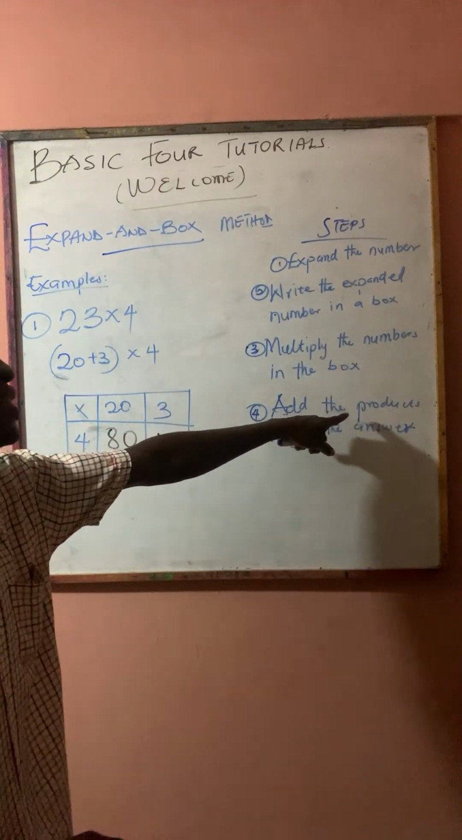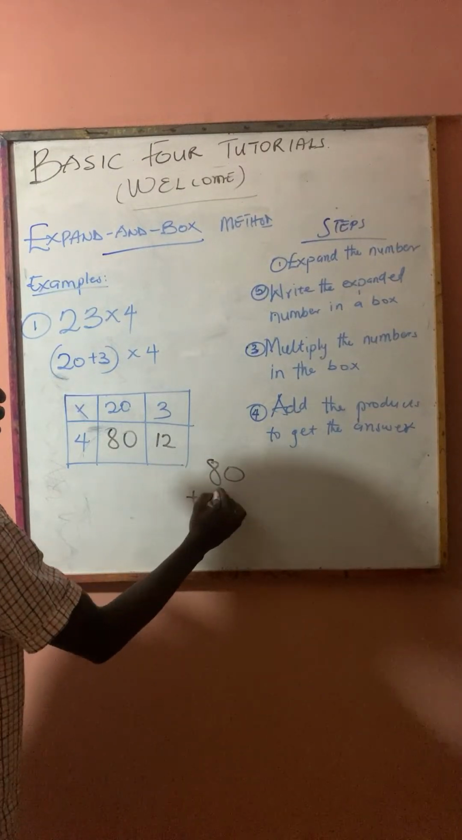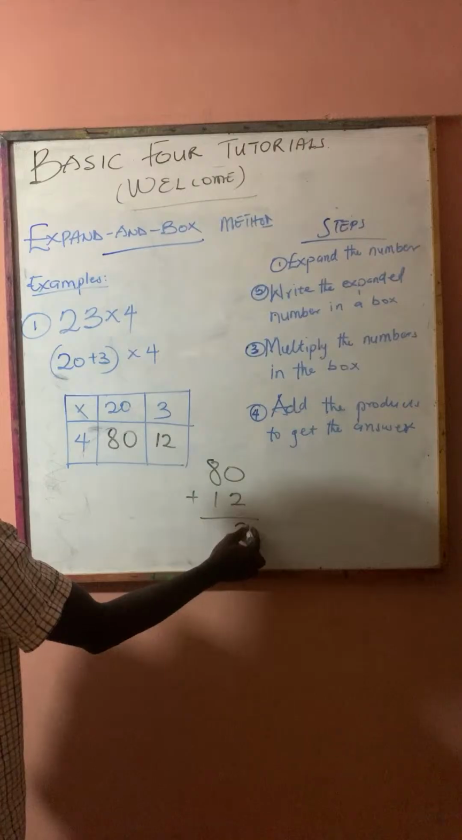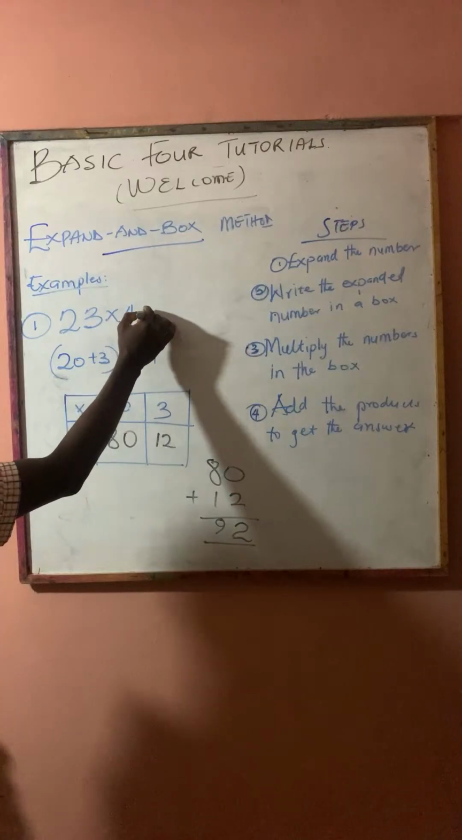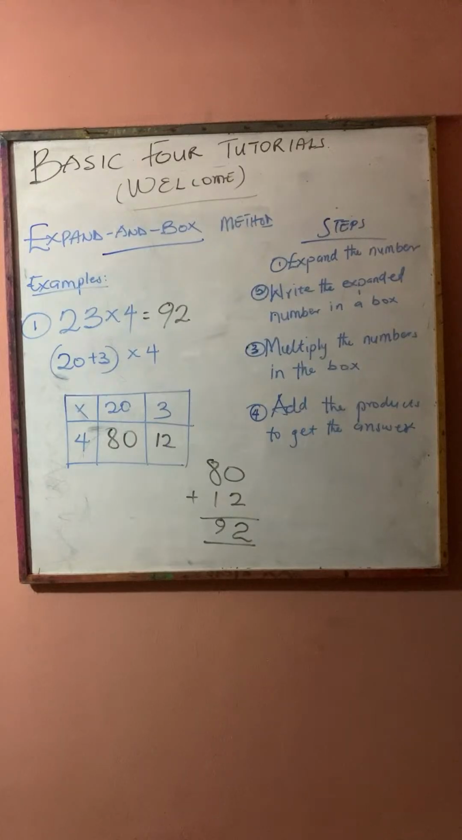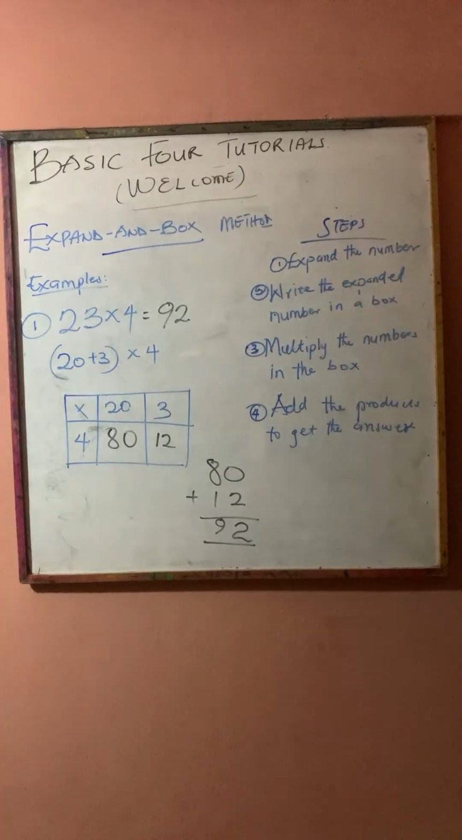And the last step is to add the product to get the answer. So you get 80 plus 12. Okay, and 0 plus 2 is equal to 2. 8 plus 1 is equal to 9. So 23 times 4 is equal to 92. Please, how do you understand? Who doesn't understand, please? Hope you understand.